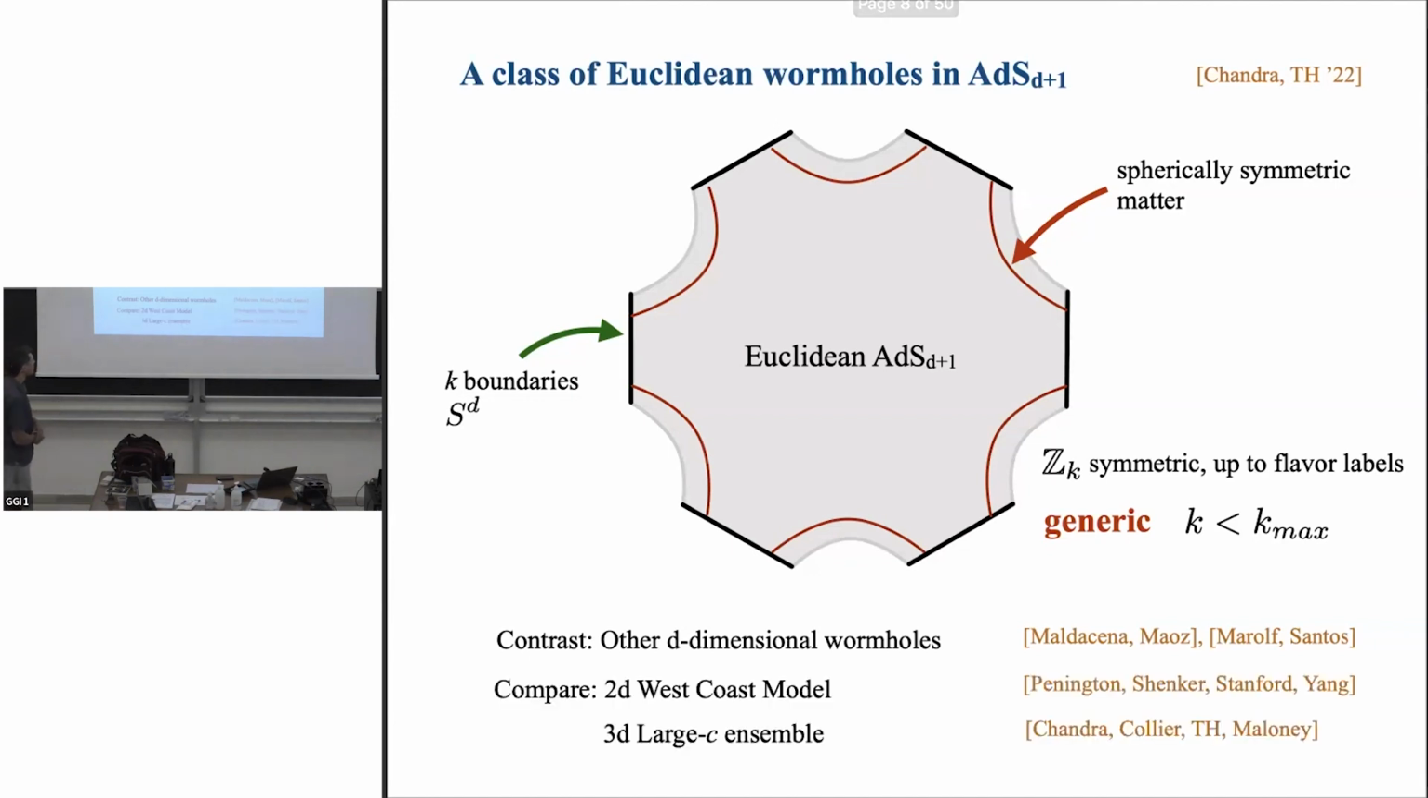These wormholes are more like the ones that have been discussed in the West Coast model in JT gravity. In particular, if you take those wormholes and give the end of the world brane a large mass, then you get a similar set of wormholes. And there are wormholes that we studied recently in 3D gravity, which are also similar to these.